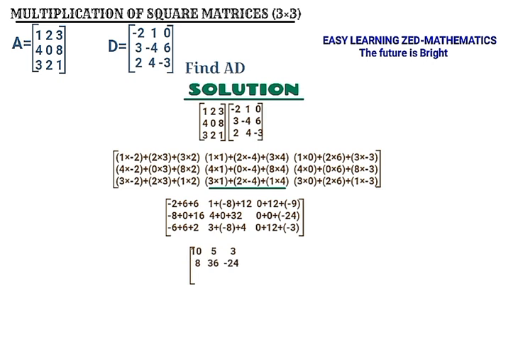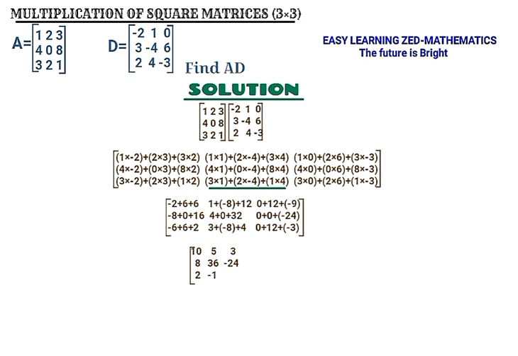Then we come down. Okay, negative 6 plus 6 will give us 0, plus 2 will give us 2. Okay, then we come to 3 plus negative 8 will give us negative 5. Negative 5 plus 4 will give us negative 1.